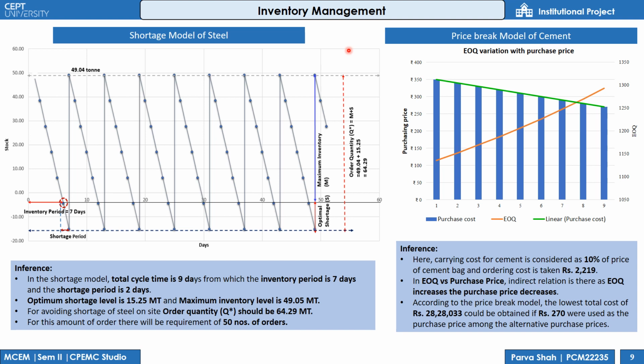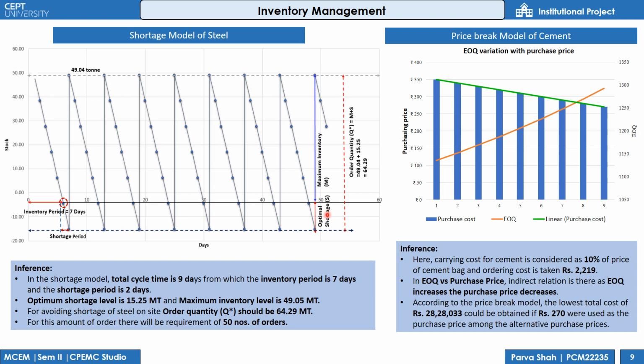Inventory management is done to know the economic order quantity that should be ordered on site. Here this graph shows shortage model of steel. It shows that the total cycle time is 9 days, from which 7 days is the inventory period and the remaining 2 days is the shortage period.